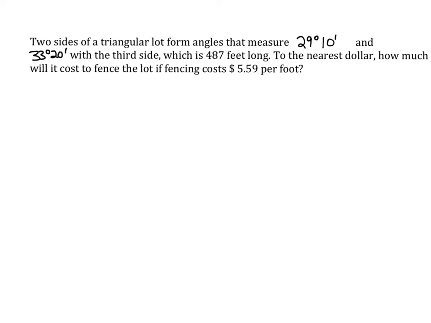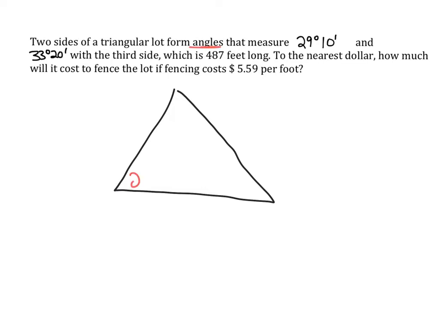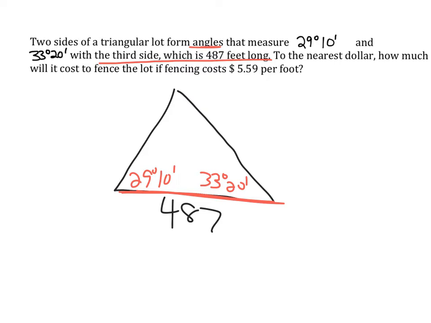Two sides of a triangular lot. So we're going to have a triangle. And it says two sides of the lot form angles of 29 degrees 10 minutes and 33 degrees 20 minutes with the third side. So down here is the third side, and they tell you the third side is 487 feet long. To the nearest dollar, how much will it cost to fence this entire lot?